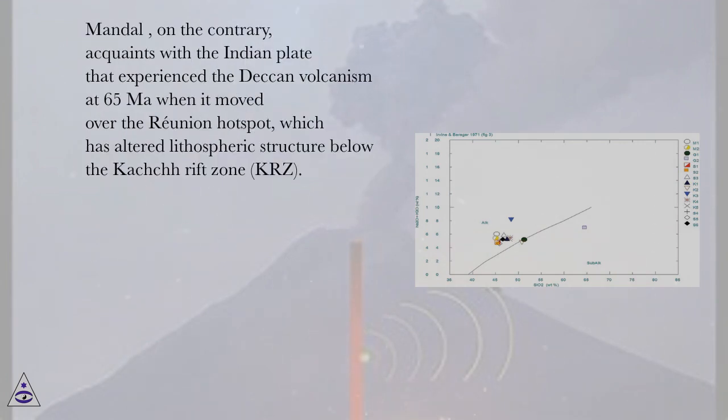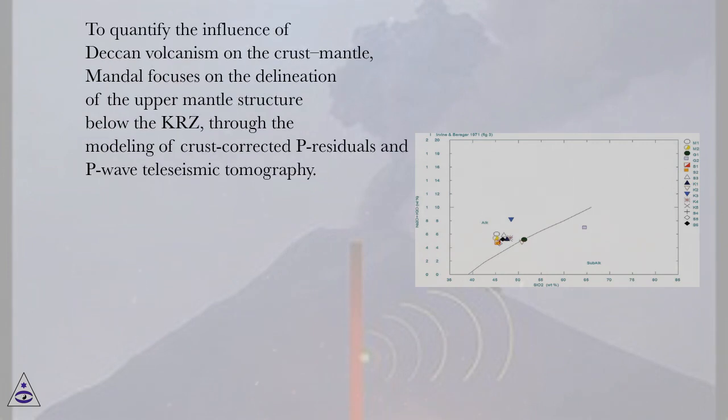Mondal, on the contrary, acquaints us with the Indian plate that experienced the Deccan volcanism at 65 Ma when it moved over the Réunion hotspot, which has altered lithospheric structure below the Koch Rift Zone, KRZ. To quantify the influence of Deccan volcanism on the crust and mantle, Mondal focuses on the delineation of the upper mantle structure below the KRZ, through the modeling of crust-corrected P residuals and P-wave teleseismic tomography.